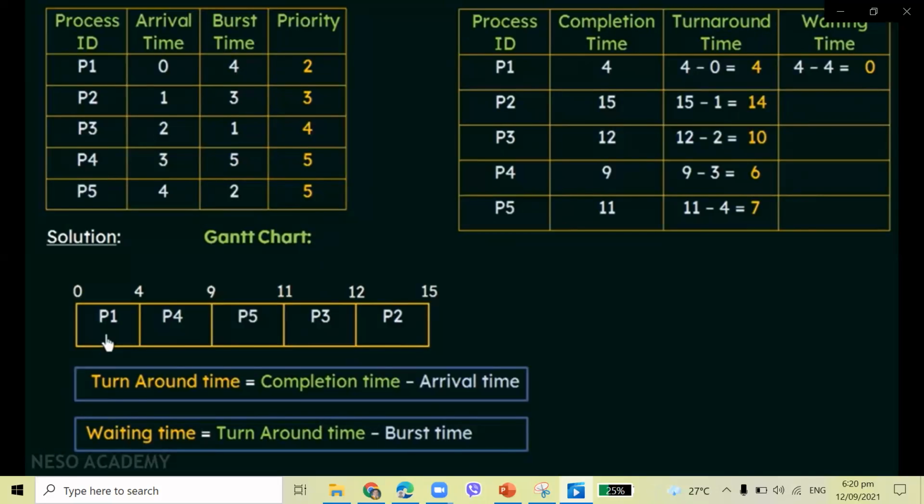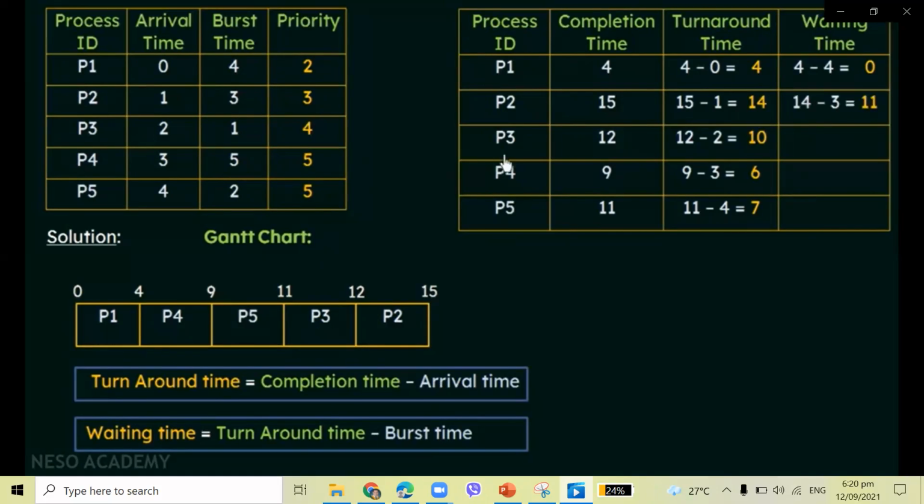So P1 did not have to wait at all. So that is why the waiting time of P1 is 0 milliseconds. So similarly for P2, what will be the waiting time? It is the turnaround time 14 minus the burst time of P2, which is 3 milliseconds. So that gives us 14 minus 3, 11 milliseconds.